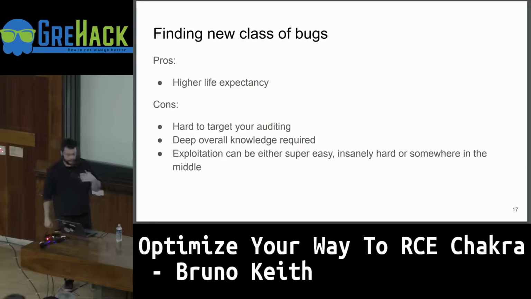You also have the requirement to know the target as a whole. And once again, we're talking about a very complex target. So, acquiring that knowledge takes a long time. And exploitation can either be super easy, insanely hard, or somewhere in the middle, and you have no way to find that until you actually find that new class of bugs. And sometimes it takes like 3 full weeks, 16 hours a day to turn a bug into an RCE. Sometimes it takes 2 hours, so you never know.